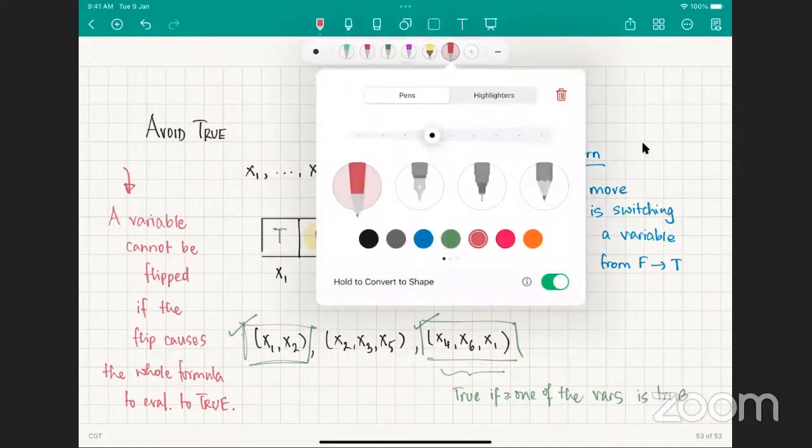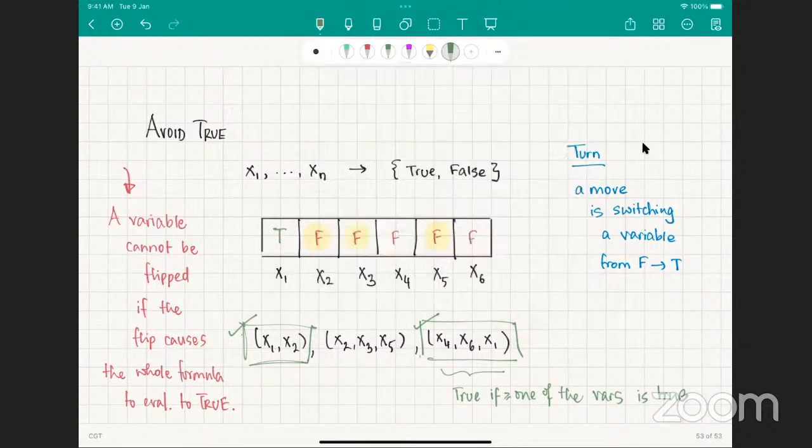So the second player on their turn can choose to flip x4. And when it goes back to the first player, they'll actually have no choice but to flip x6. And now we're stuck. There are no more moves to be made. So the second player in this particular case would lose. So that was actually a good move for the first player.